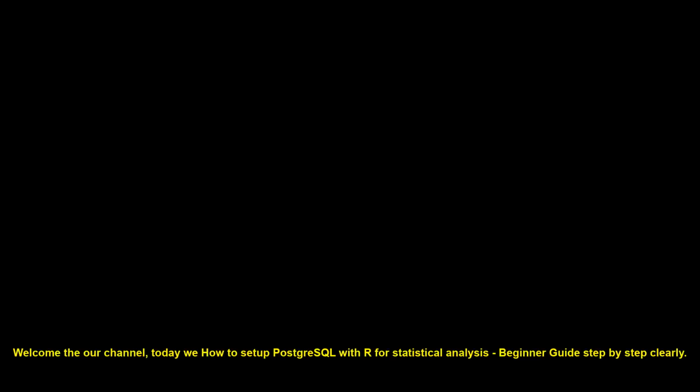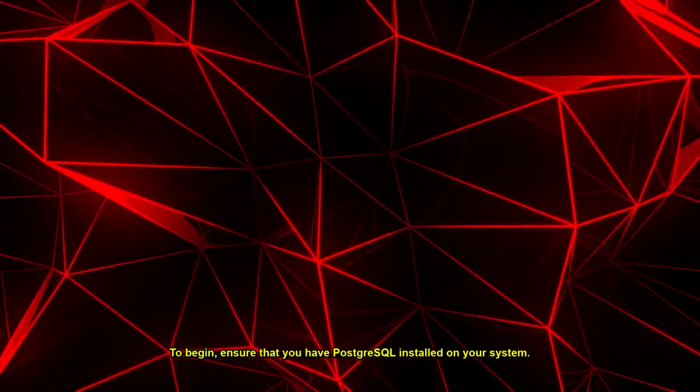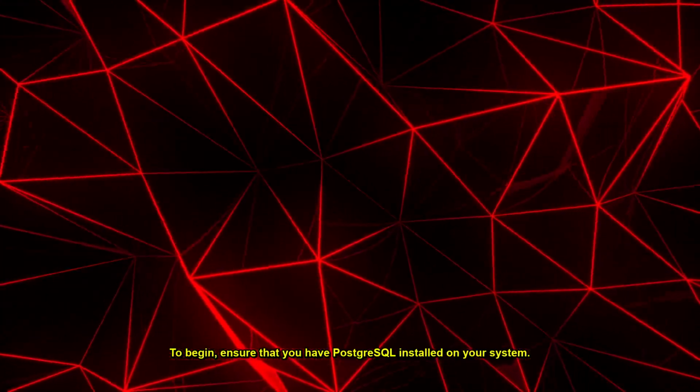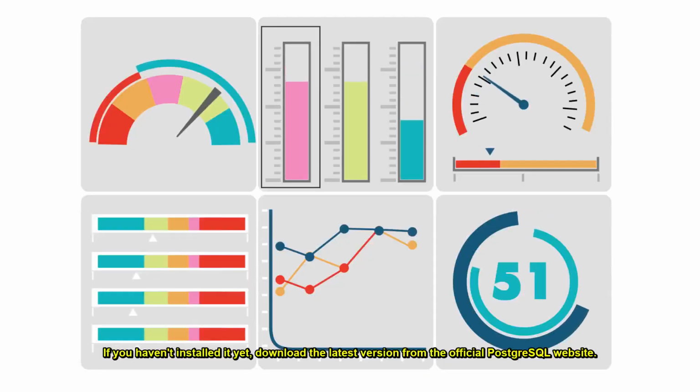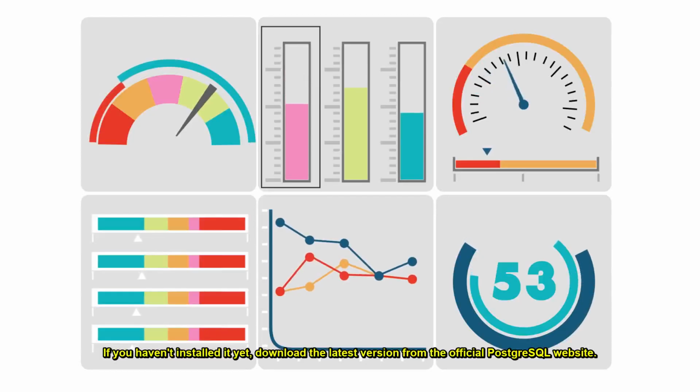Welcome to our channel. Today we show how to set up PostgreSQL with R for statistical analysis, a beginner guide step by step clearly. To begin, ensure that you have PostgreSQL installed on your system. If you haven't installed it yet, download the latest version from the official PostgreSQL website. Follow the installation instructions specific to your operating system.